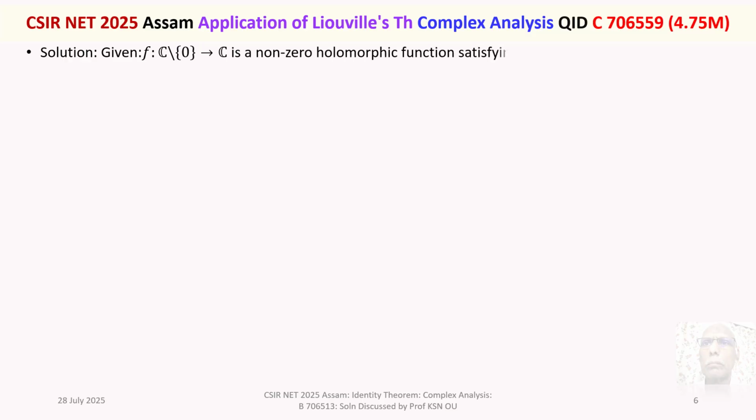We now discuss the solution of the problem in detail. We are given f is a non-zero analytic function from non-zero complex numbers to the set of complex numbers satisfying this inequality: mod f(z) less than or equal to mod z to the power of 5 by 2 plus 1 by mod z to the power of 1 by 2 for all z belonging to the set of non-zero complex numbers.